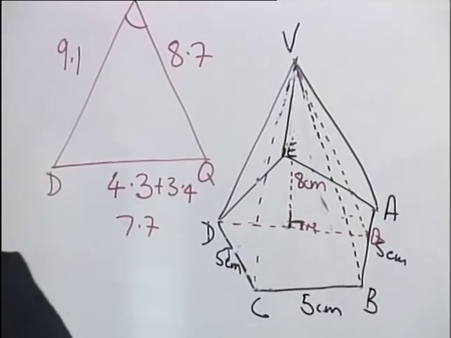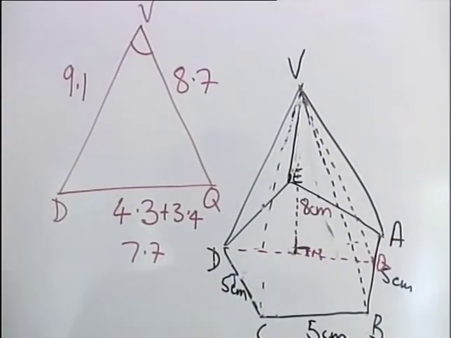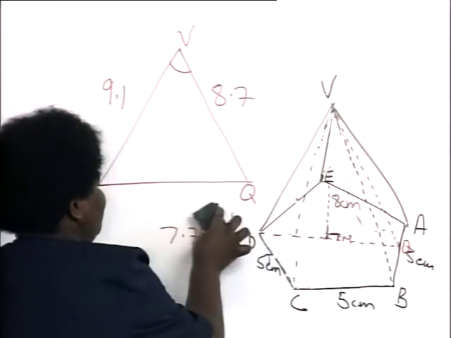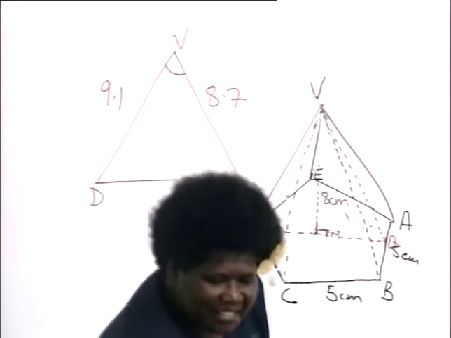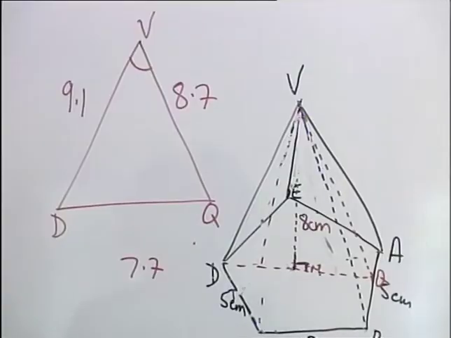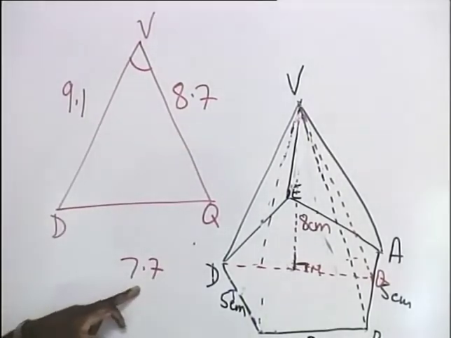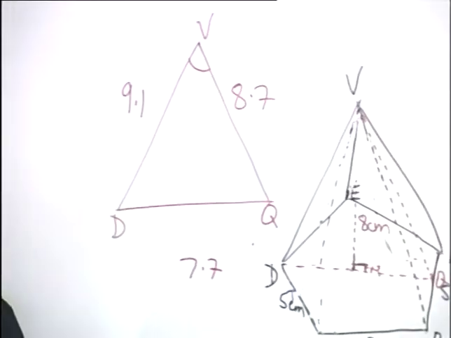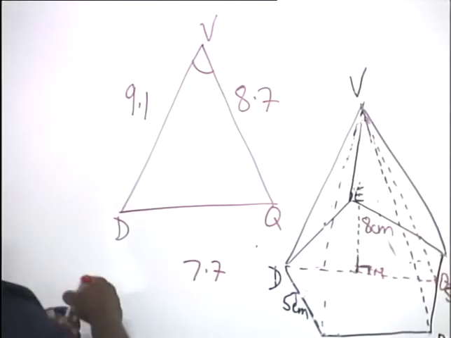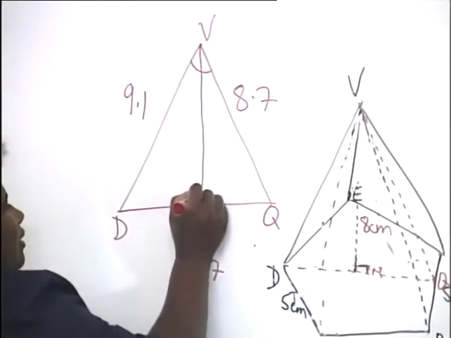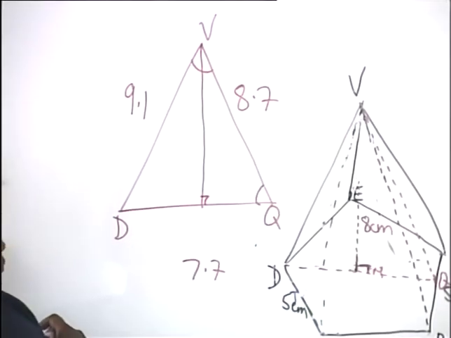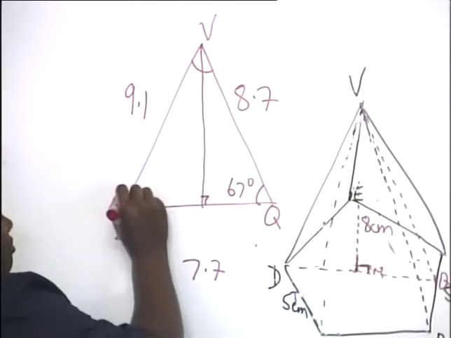Does it actually form a straight line? I hope so. So how are we going to find the angle then? If this is 9.1 and this is 8.7 and this is 7.7. Are we going to draw a perpendicular height from here? What's this angle? True?